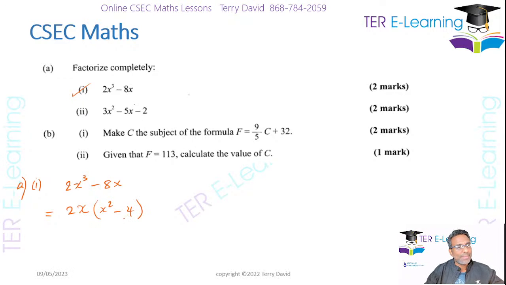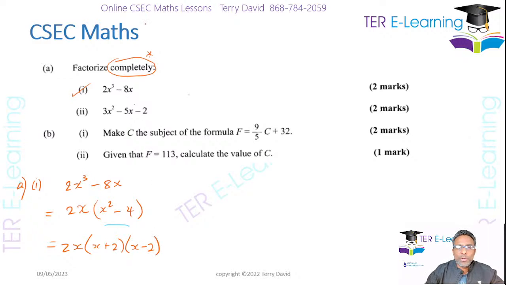Now, some students may stop at that point, but they're going to lose a mark. And here's why. Whenever you see CSEC tell us to factorize completely, it's usually a hint in the question that there may be a trick inside that you need to pay attention to. If you look carefully, x squared minus 4 is actually the difference of two squares, so you can further factorize that. In this case, we can write this as 2x, open brackets, x plus 2, x minus 2.